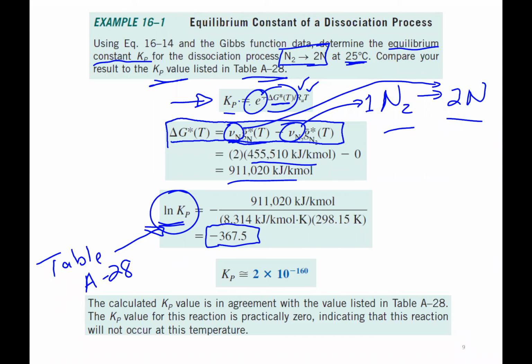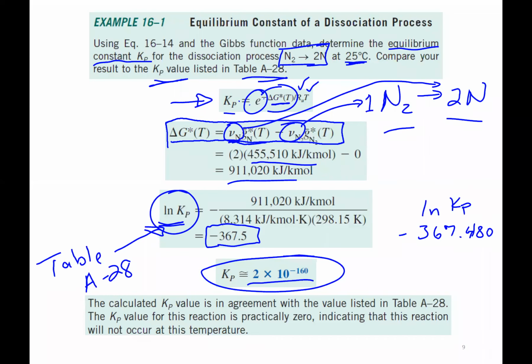This is at 25 degrees Celsius, and if we compare it to the back, the back of the book has -367.480 for the natural log of Kp. To get the actual Kp, we take e to that. You see that if they listed it in the table as Kp, it goes from -160 to +160, so it has many orders of magnitude of change. That's why they listed it in natural log. It's easier to list in a table form.